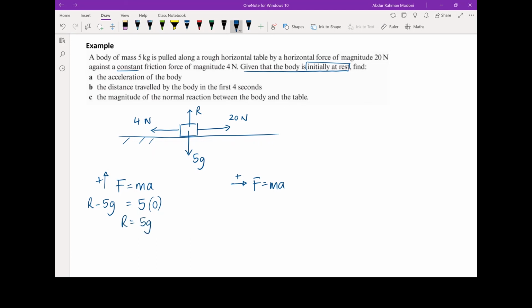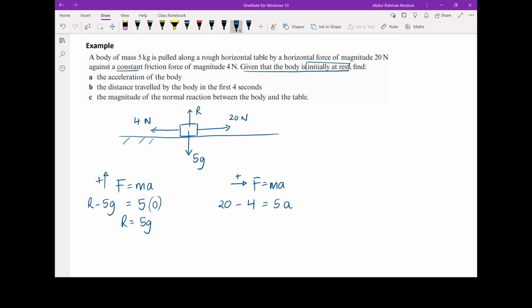It indicates what our reaction force is. And that makes sense because it's not accelerating upwards or downwards. Therefore, the resultant must be 0 in the vertical direction, as we can see here. Horizontally, though, we'll take right as positive, so we have 20 acting to the right, then we have 4 acting to the left, so minus 4, so this is my resultant force, is equal to the mass, which is 5, times the acceleration, which we don't know.